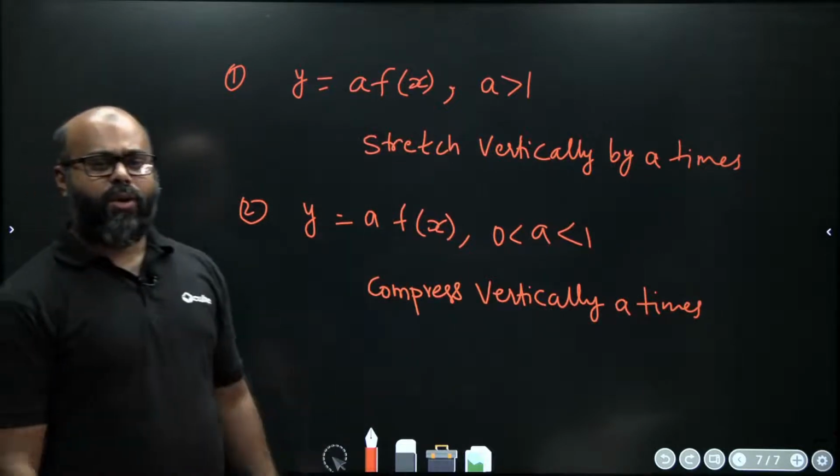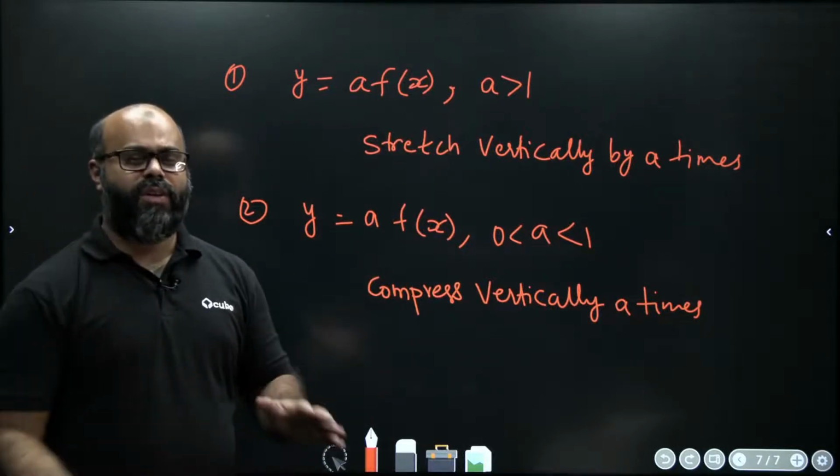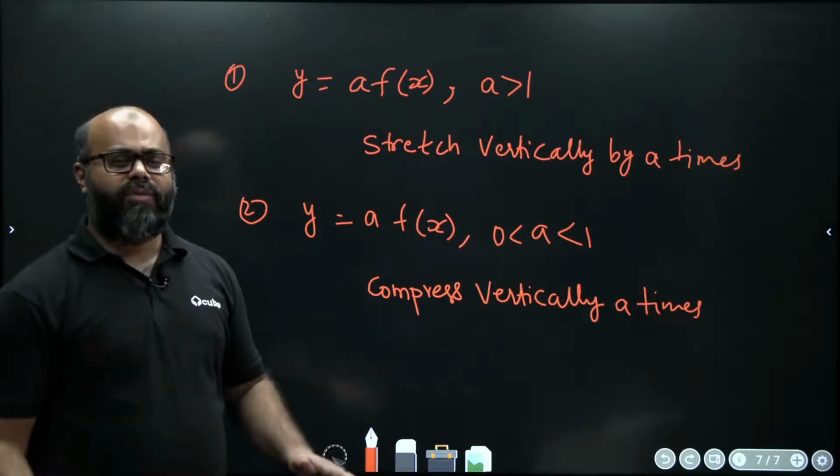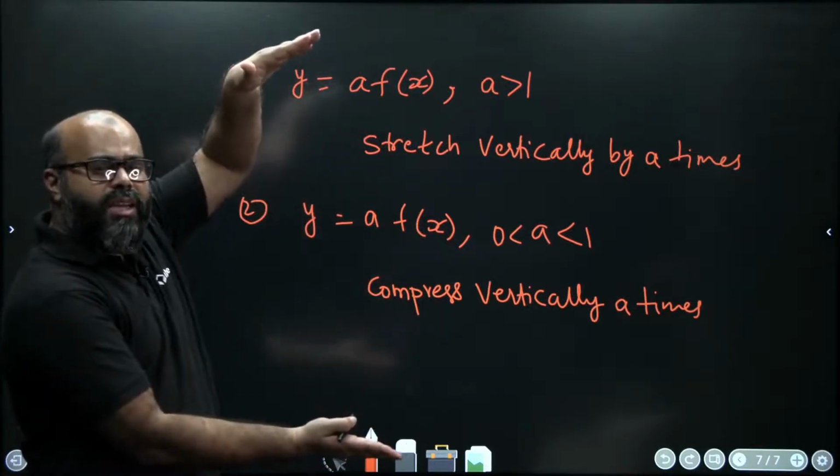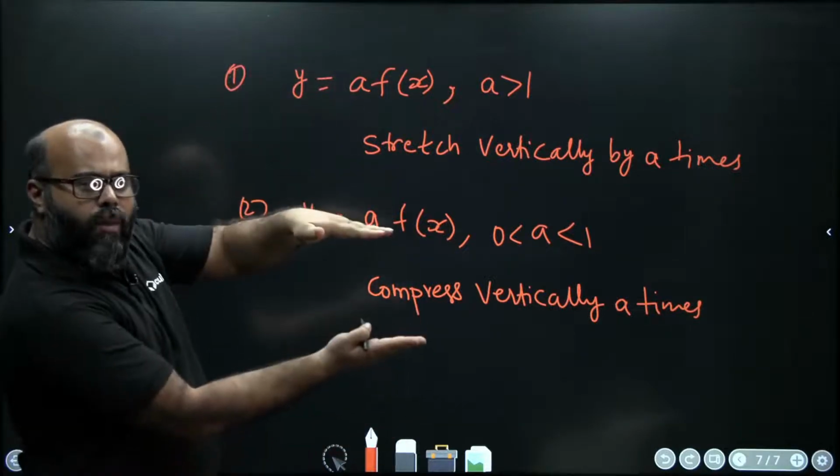So this is what is happening. If you multiply the output by a positive quantity greater than 1, then it will stretch vertically. Otherwise, if it is less than 1, it will get compressed a times.